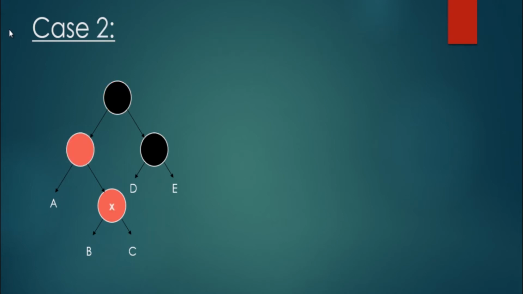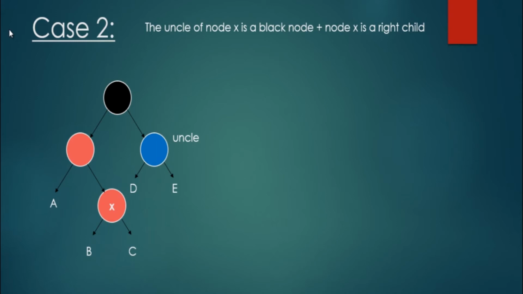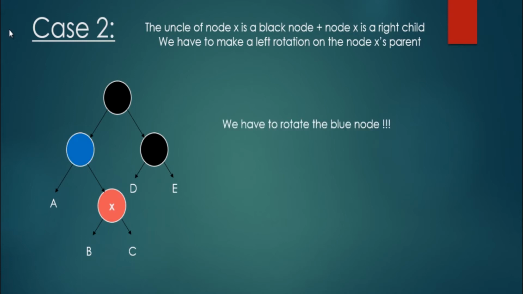Yeah. In case 2, as you can see, the uncle is black. The uncle of node X is a black node, plus the node is a right child. It's very important that the X we are dealing with is a right child of the parent. Okay, this is the uncle, it is black. So we have to make a left rotation on the node X's parent. This blue one is the parent of node X. We have to rotate the blue node, we have to make a left rotation.